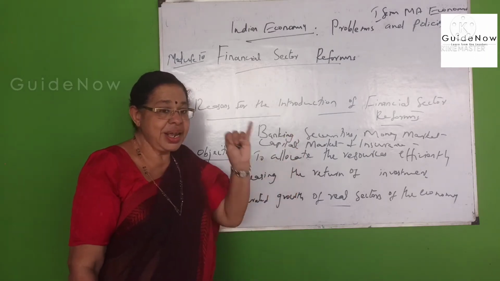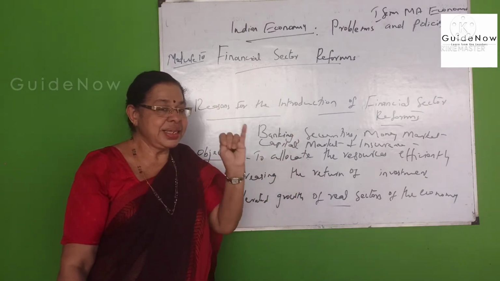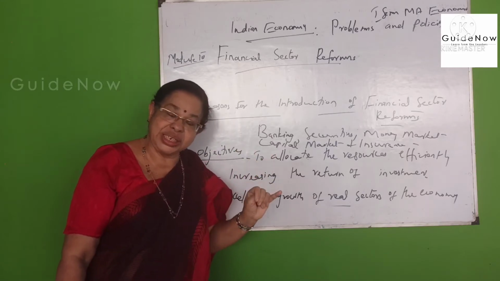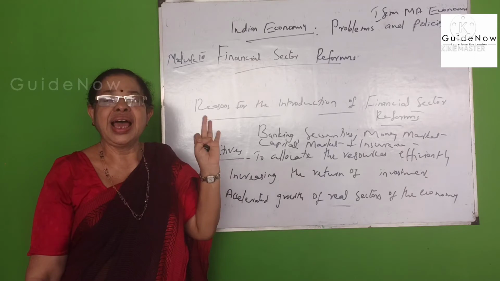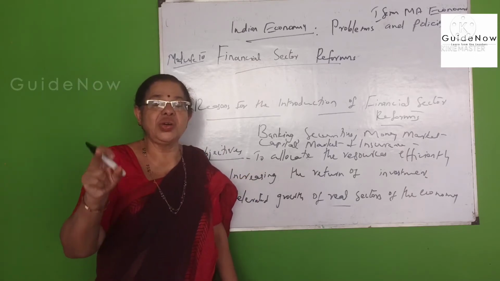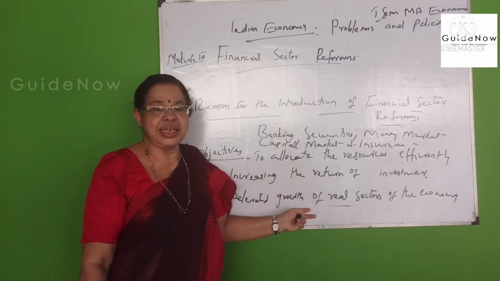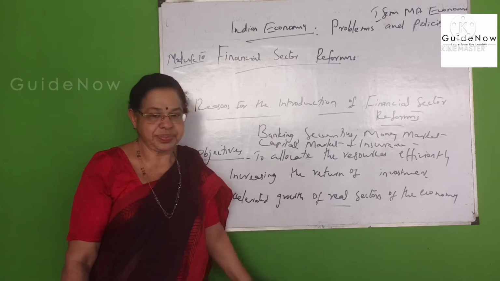So are you clear here? The first is to increase the efficient allocation of resources, the second is to increase the return on investment, and the third is to accelerate the rate of growth of the economy. These are the three important objectives.